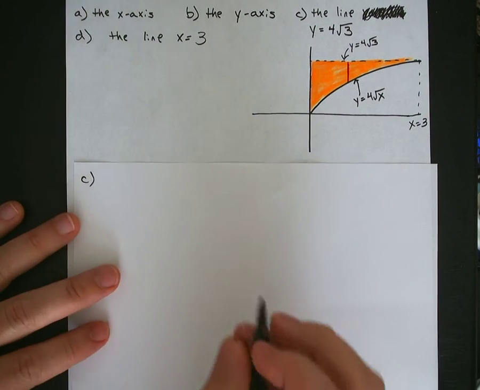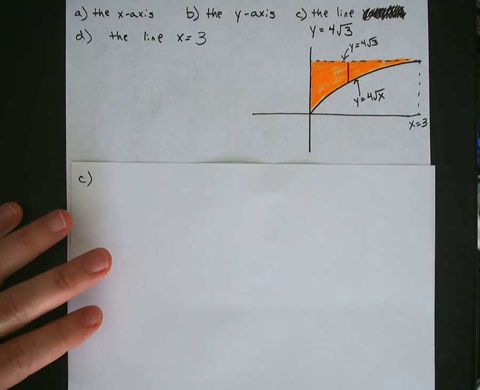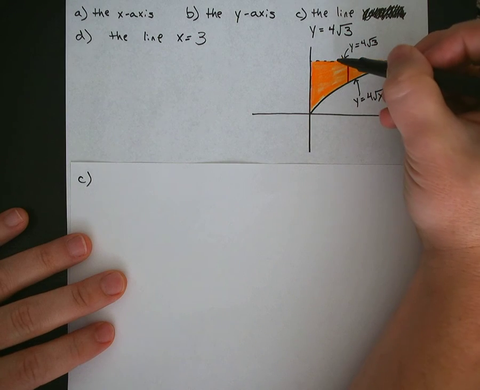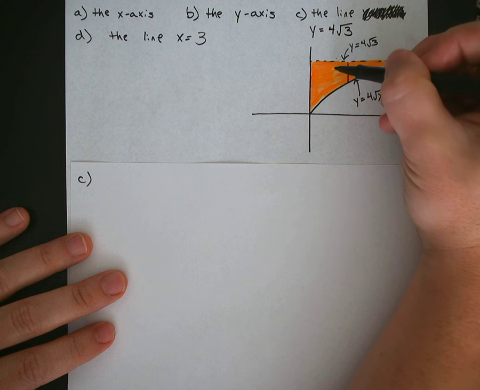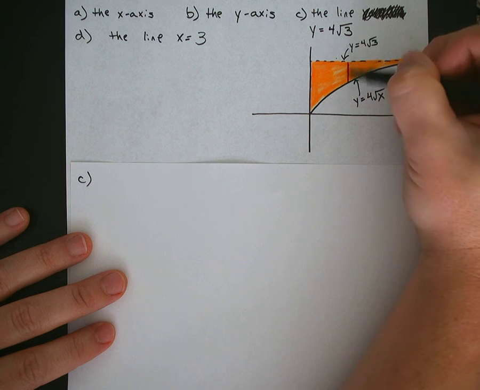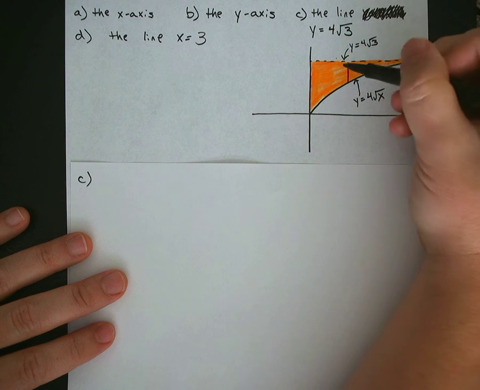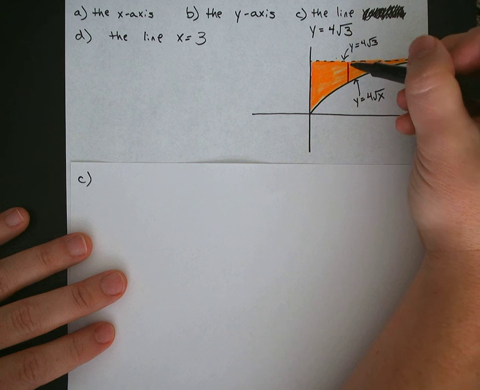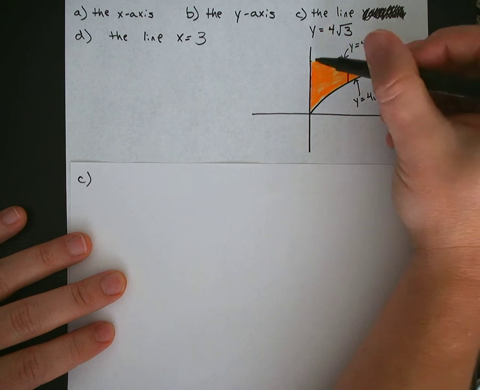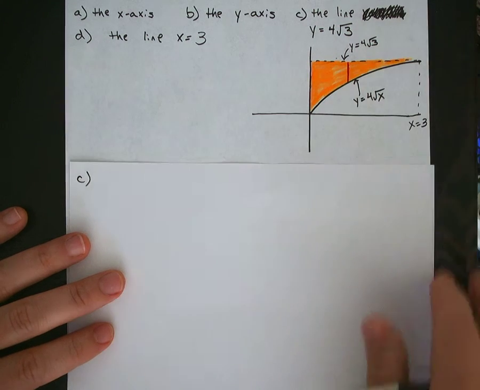Part C says we want to rotate around the line 4 square roots of 3. So now we're rotating around this line here. It's still going to be this bar here, the same one that I drew for letter A, except we're not rotating around the x-axis like we were. We're rotating around this line here. So there's no gap between the axis of rotation and the area there.